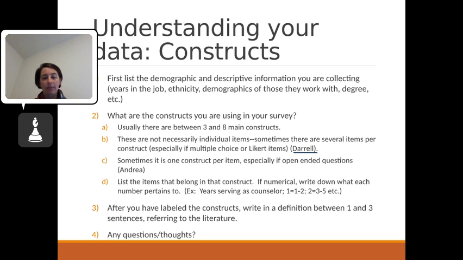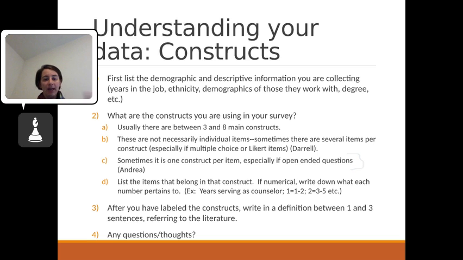So Daryl has quite a number of items that are together in one construct. And in his case, he's actually going to be averaging them. We'll get to that later. In other cases, you don't necessarily average them, but they're still part of one main idea. Every now and then there is only one item that pertains to a construct. Often open-ended questions are like that. So Andrea has several questions that are only really one item per construct.